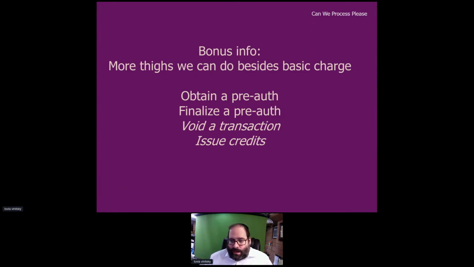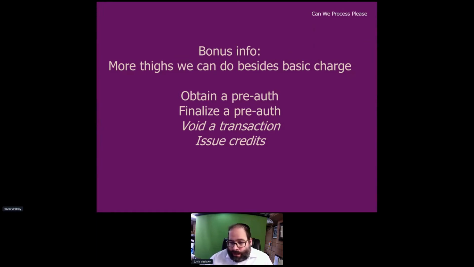Because in that case, I would have to know the original transaction ID number and ask for the original transaction to be reversed. That's called voiding a transaction. I'd have to go in and say, this charge for $100, I would like for you to reverse it. That's called voiding a transaction.